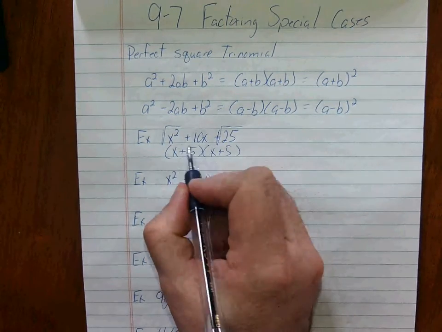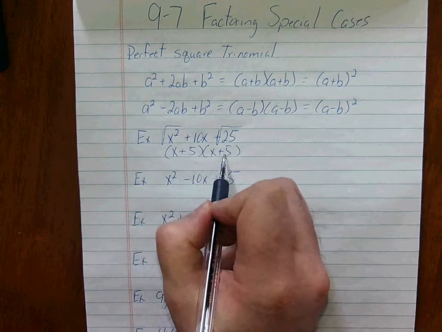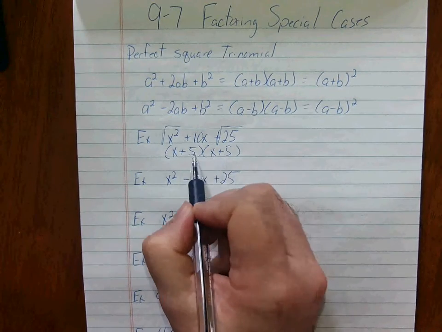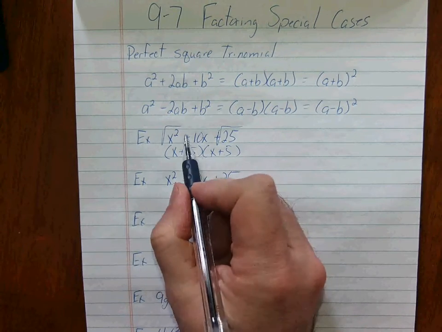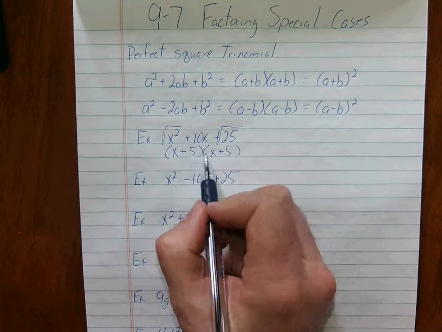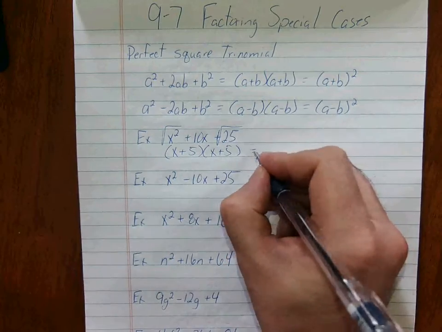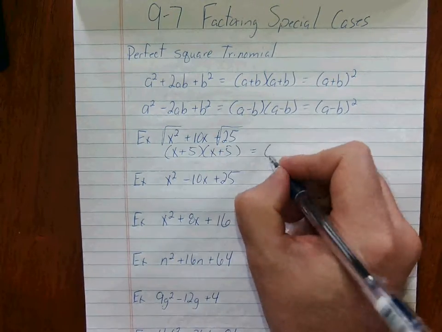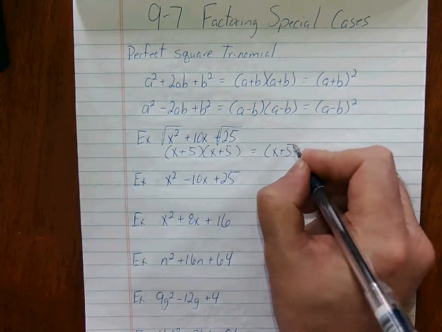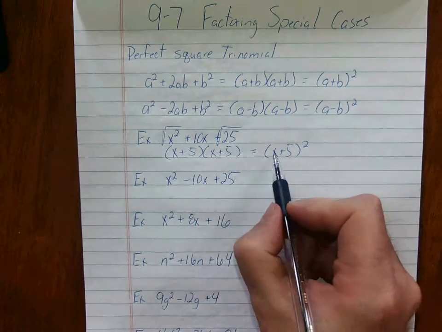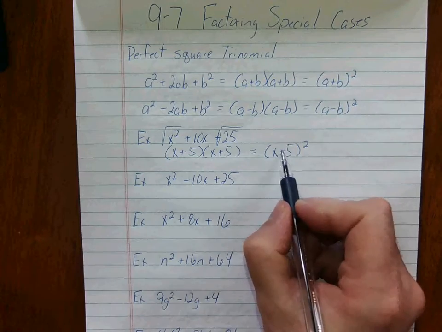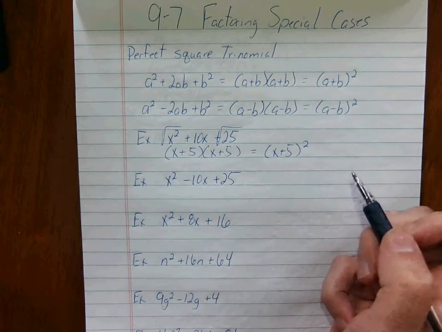So x times x gives you x squared, x times 5 would give you 5x, another 5 times x would give you 5x, and then if you combine those, that would give you 10x, and then 5 and 5 give you 25. Now, if you recognize that right off the bat, all you'd have to do is take the square root of that and the square root of that, so you get an x and a 5, put a plus there, and then just do a square.